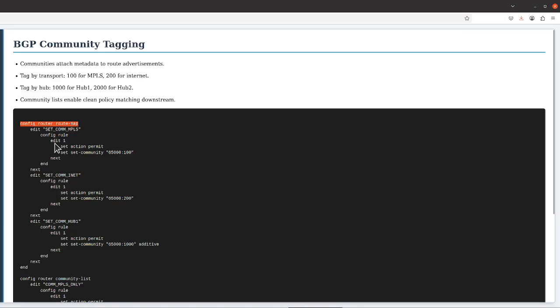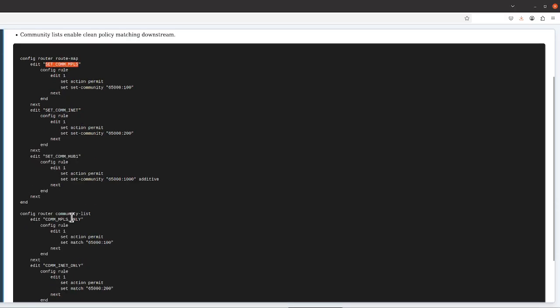The first edit, set_COMM_MPLS, defines a route map that we will apply to inbound BGP advertisements learned over MPLS overlays. Inside the route map we define sequence numbers, similar to access list entries, where each sequence defines a match and set action. The config rule in edit 1 creates rule 1. The set action permit says that matching routes are permitted to pass, which is typical for a tagging route map because we are not filtering but annotating.